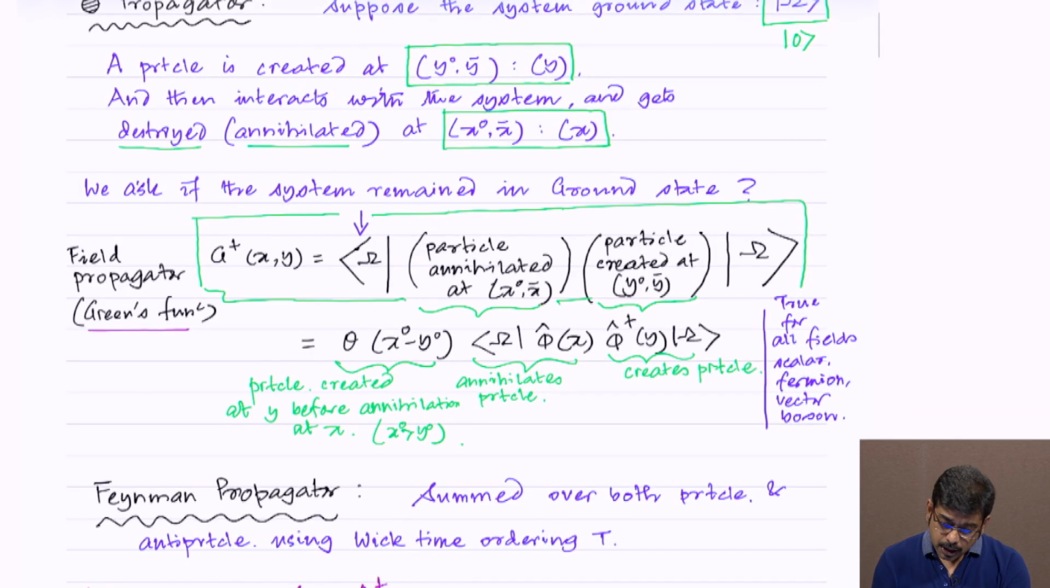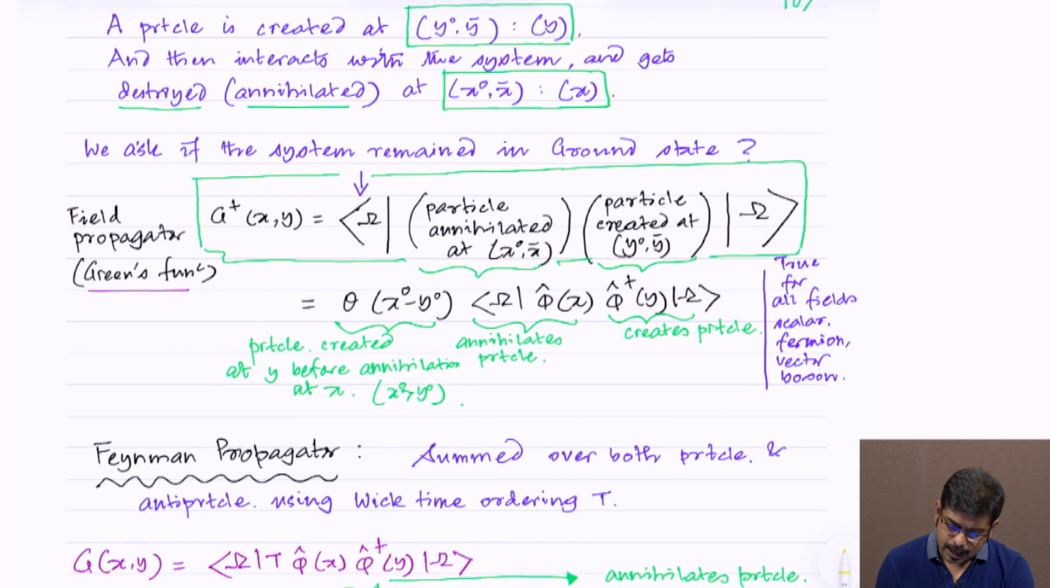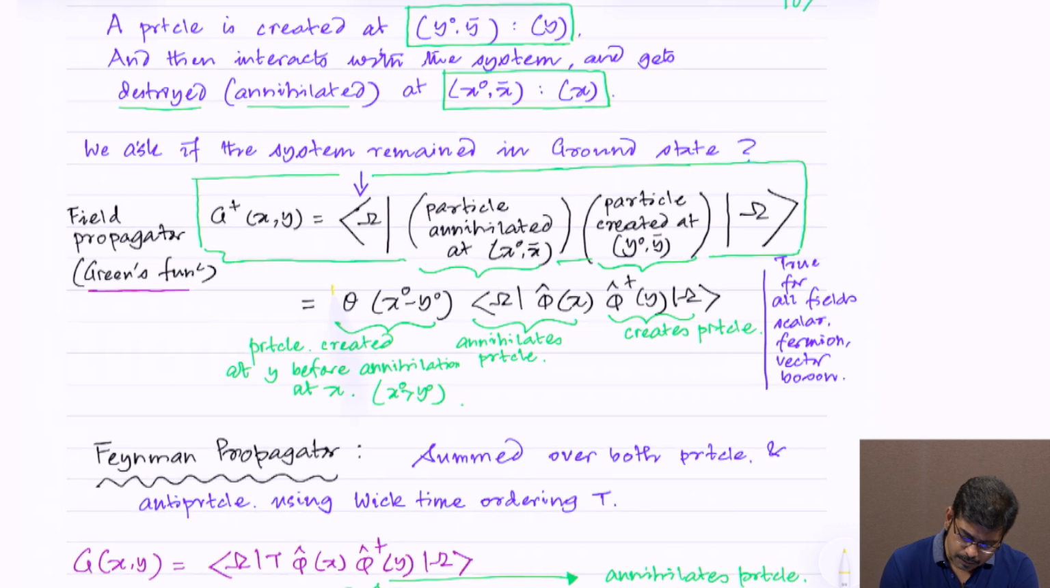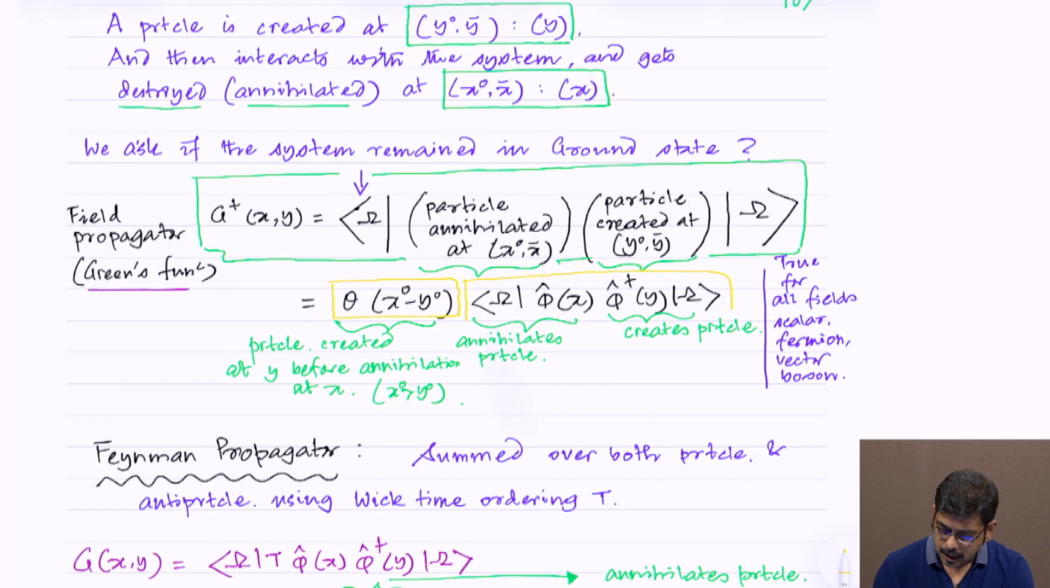Now we have just expressed this in very generic terms, but when we have to express it mathematically in a neater way, we will say that it has a theta function, theta of x0 minus y0, and we will have the expectation value of omega, phi of x, phi of y dagger, omega. So this is what we actually require.